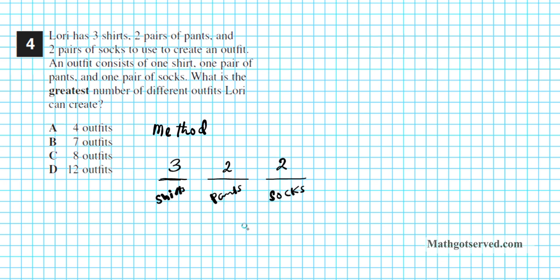So in order to make one complete outfit, it has a shirt and pants and socks. One of each. Okay, so 1 shirt, 1 pair of pants, and 1 pair of socks.